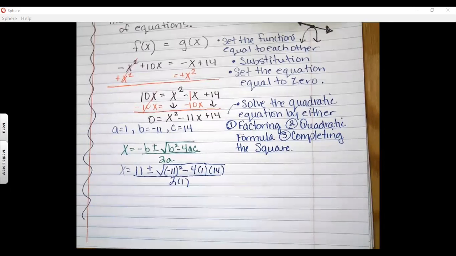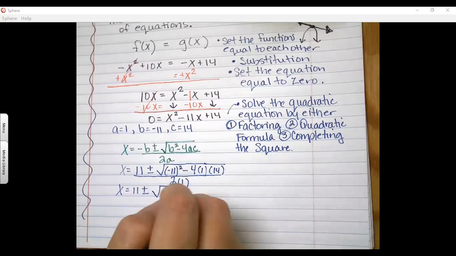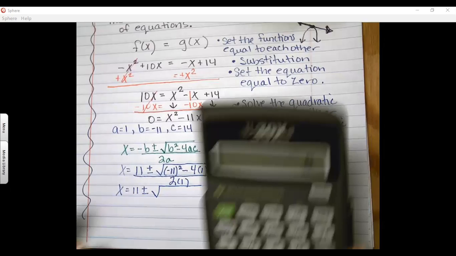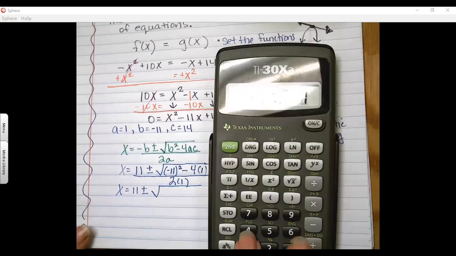All right, let's start simplifying under that radical. So let me bring everything else down. I have x equals 11 plus or minus the square root of... Now, negative 11 squared, does that mean negative 11 times 2? No, it means negative 11 raised to the second power.